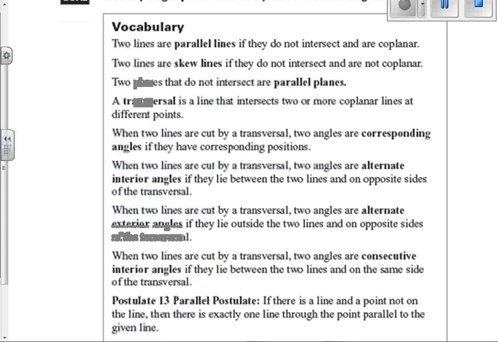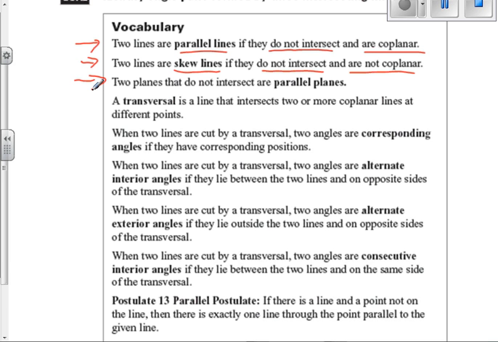The first one right here: two lines are parallel lines if they do not intersect and are coplanar. So the key is do not intersect and are coplanar. They're parallel. The next one: two lines are skew lines if they do not intersect and are not coplanar. And then we'll see examples of that shortly.